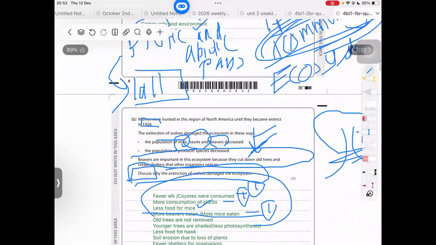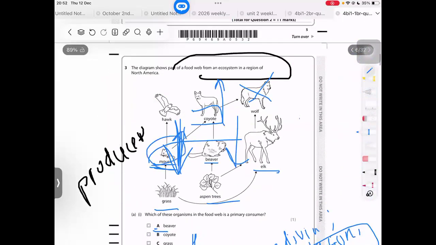Not just that, when the mice are being eaten by the coyotes, there will be less mice for the hawk, right? There will be less mice for the hawk.